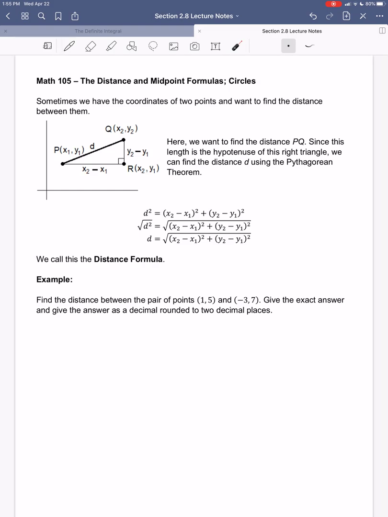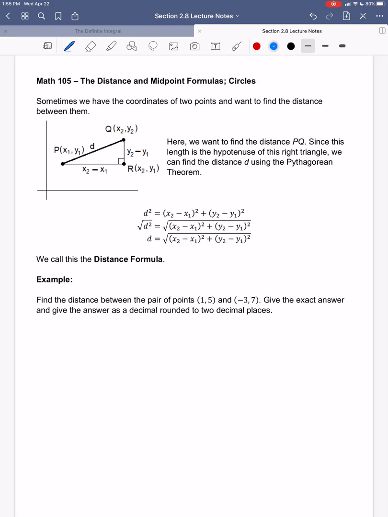And now what's important is the fact that D here is the hypotenuse of this right triangle. And the Pythagorean theorem says if I square the hypotenuse, that's equal to what I get if I square the other two sides and add them together. And that's what I've got here on this first line. If I square the hypotenuse, that's the segment from P to R squared, and then from Q to R squared. So then I take the square root of both sides, and I get this thing called the distance formula.